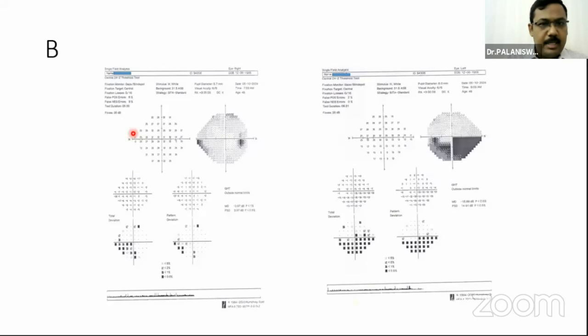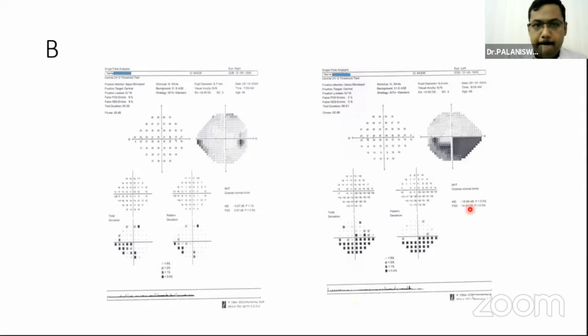Again, this is a patient, the right eye, the indices look okay. There are, again, depressed points in the nasal part. GST is outside normal limits. PSD has been flagged. The left eye, your indices are okay. There's a lot of depressed points inferiorly. GST outside normal limit. PSD has been flagged again.